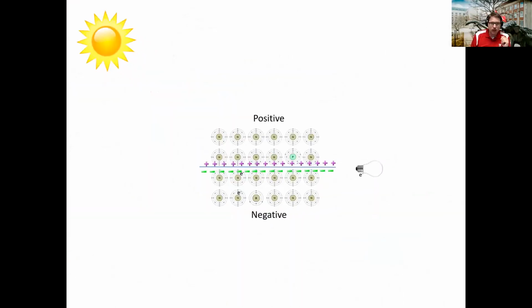So we can watch that again. The electron is excited, flows towards the positive side, gets caught in the wire, goes around the loop, and then recombines on the back side.